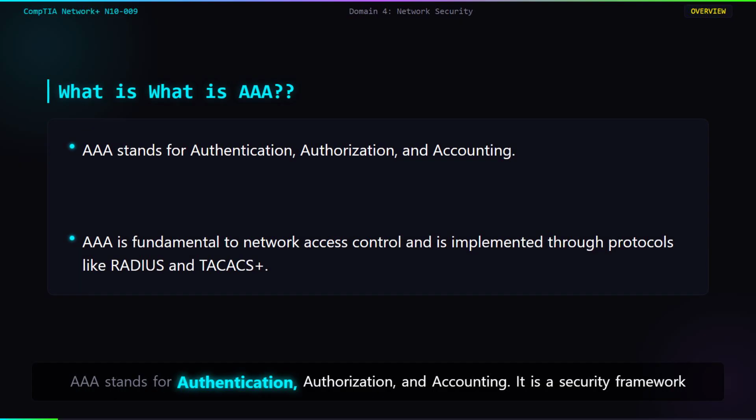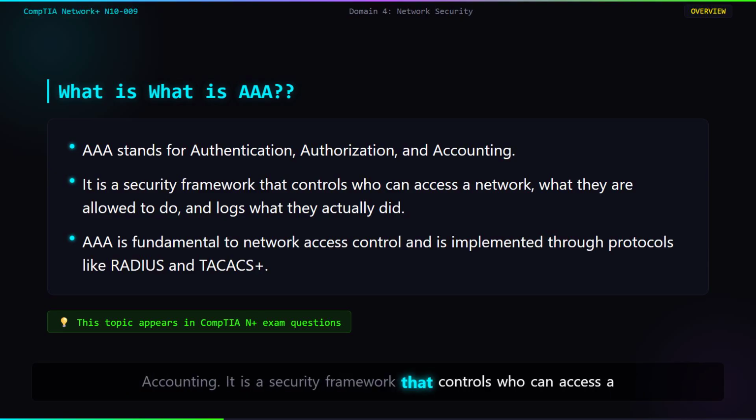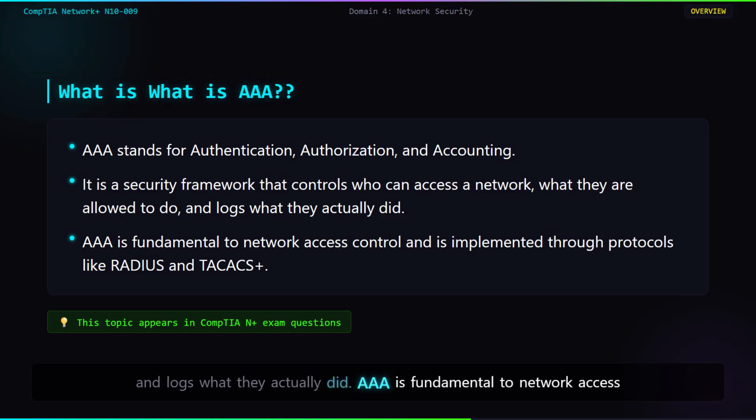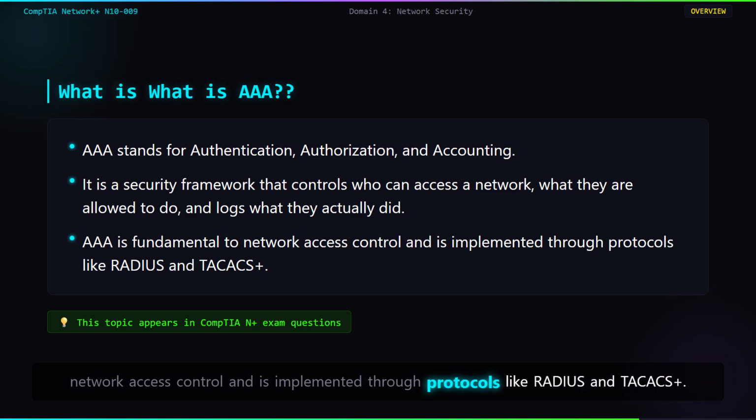AAA stands for Authentication, Authorization, and Accounting. It is a security framework that controls who can access a network, what they are allowed to do, and logs what they actually did. AAA is fundamental to network access control and is implemented through protocols like RADIUS and TACACS+.